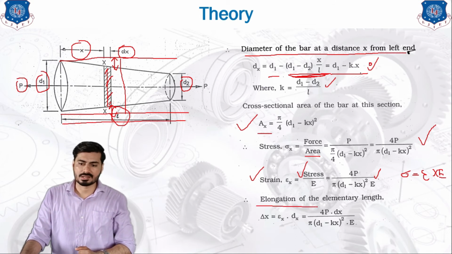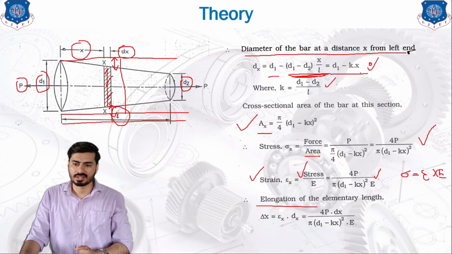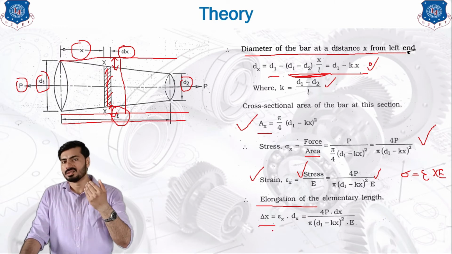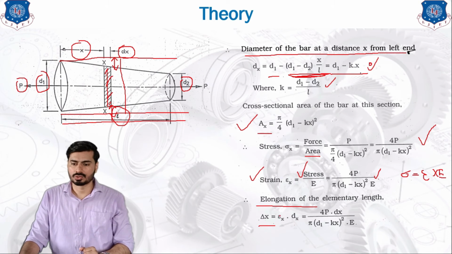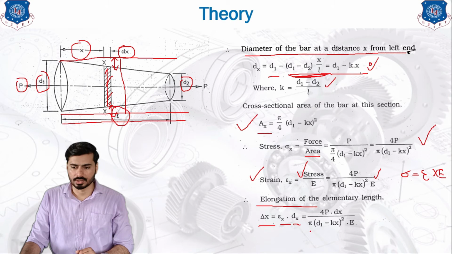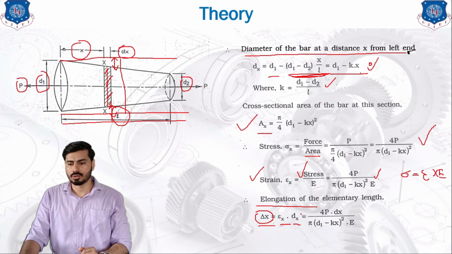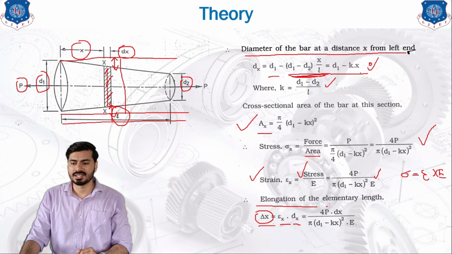We need elongation. In order to get the elongation, we are going to use the basic formula of strain, that is change in length upon original length. So epsilon x into dx is going to give us the elongation. Delta x is what we intend to find out. If you put the value of strain into this equation, then you get 4P into dx upon pi into E into (d1 minus kx) squared.